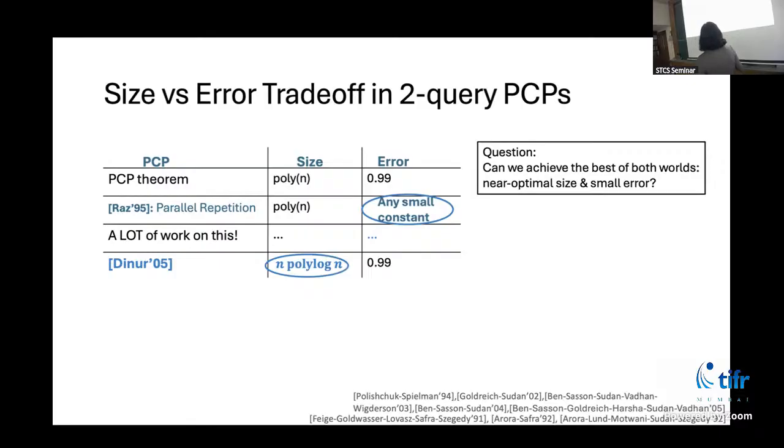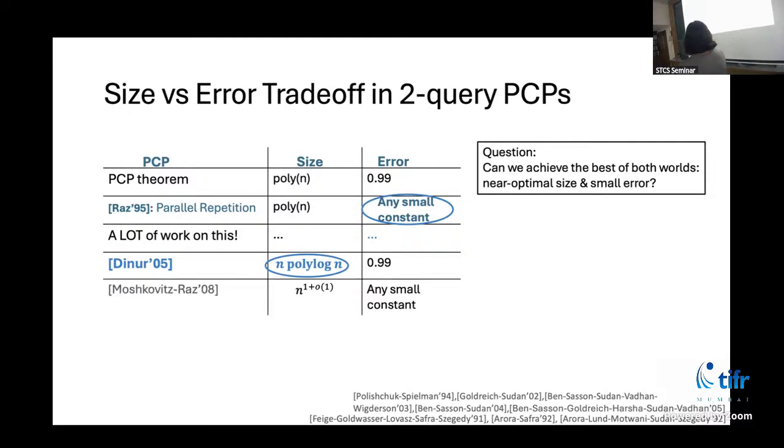The one question that arises is, can you get the best of both worlds? Can you get small size PCPs and small error simultaneously? There was an amazing work of Moshkowitz and Raz towards this question. Actually, they were able to even get sub-constant error. The main motivation there was to get sub-constant error. But in this constant error regime, they were able to get nearly linear size PCPs. So not n polylog n, but something almost linear.